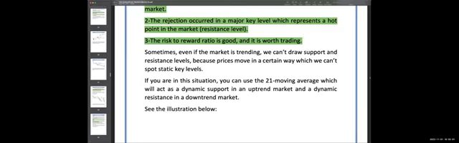Sometimes even if the market is trending, we can't draw support and resistance levels because the price moves in a certain way that we can't spot static key levels. If you're in this situation, you can use the 21 moving average, which will act as a dynamic support in an uptrend and a dynamic resistance in a downtrend.